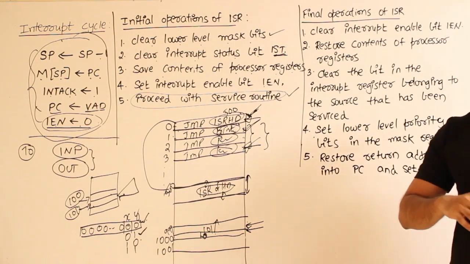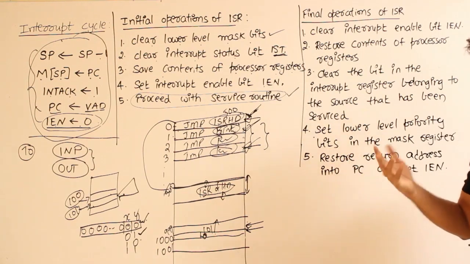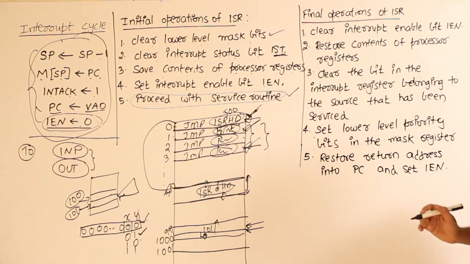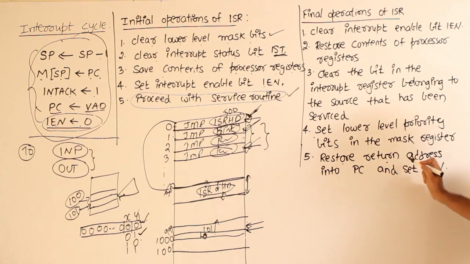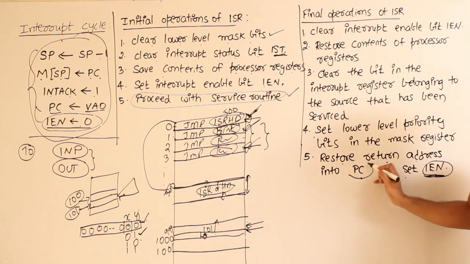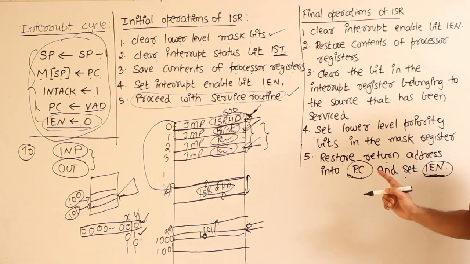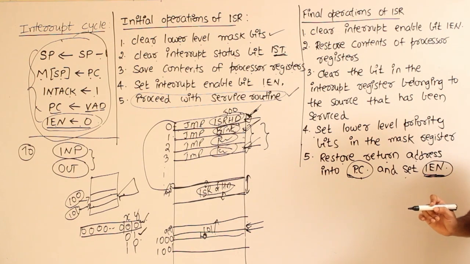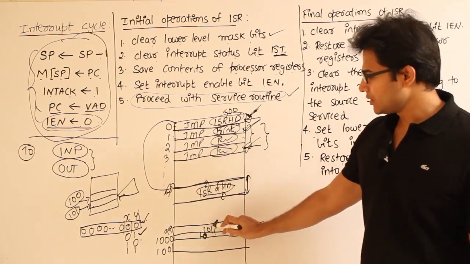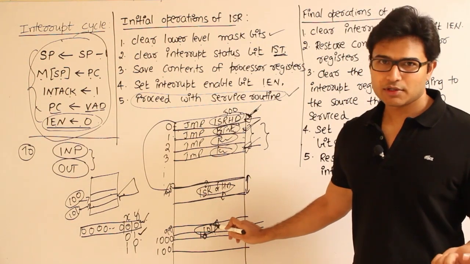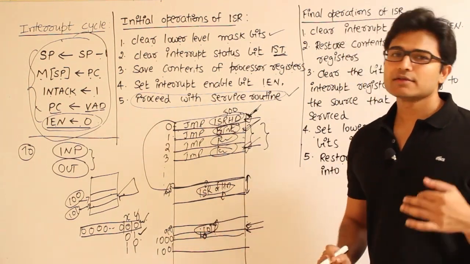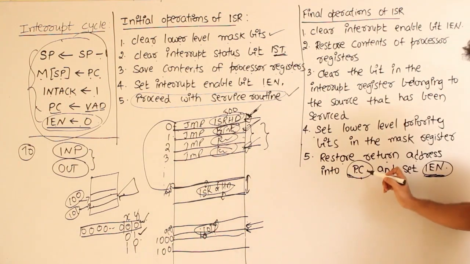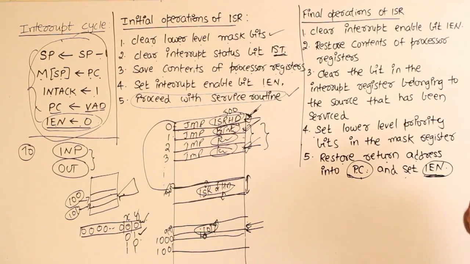So once you have performed the high level interrupts, whatever low level devices are there, give them the share. And then restore the return address into PC and set IEN, which means you again enable the interrupts, but before you enable the interrupts, you just restore whatever has to be present in the program counter. Earlier you have saved this particular address, right, 101. Now you store it back in the program counter so that your program will again start from the address 101. Got it? At this point, you can let the interrupts again come.